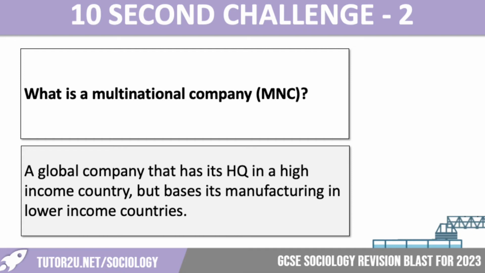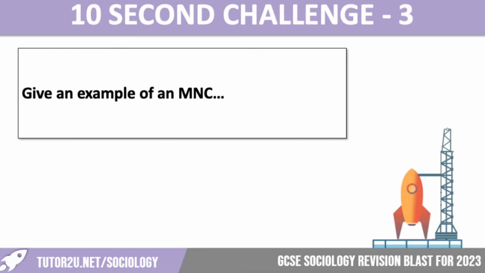A multinational company is a global company that has its headquarters in a high-income country like the UK or the USA, but it bases its manufacturing in lower-income countries where it can benefit from cheap labour. Number 3. Give an example of a multinational company.